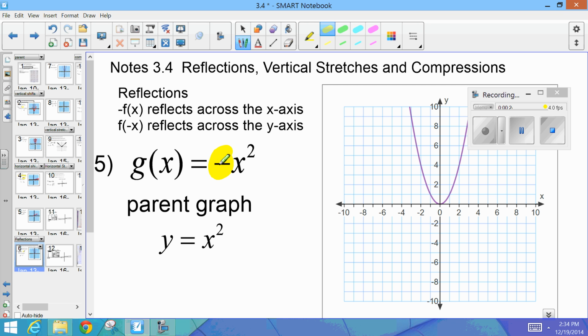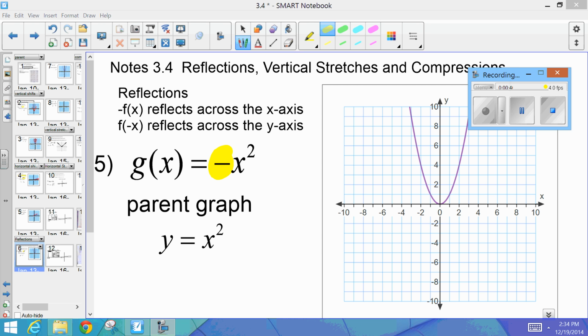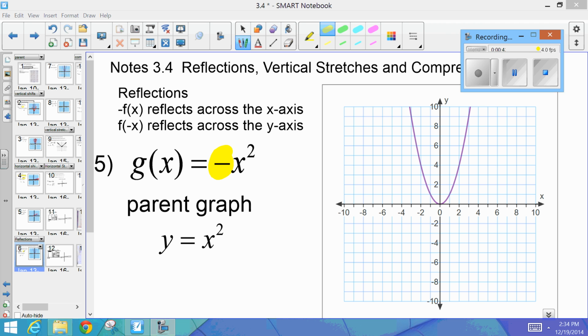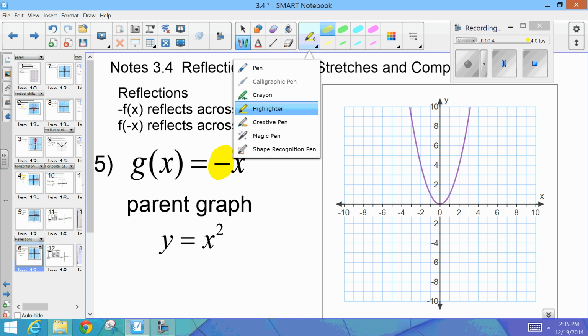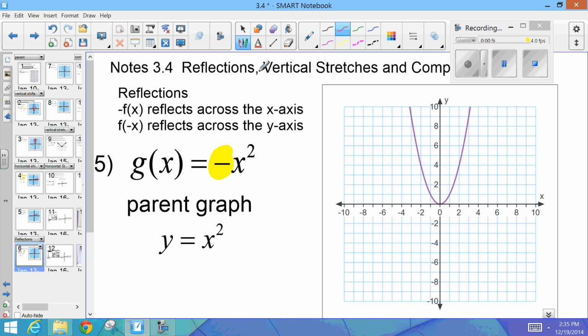the A term that is happening in front of the parent graph, or being multiplied to the parent graph. And we're going to start out, if A is negative, it is a reflection across the x-axis. Now, you should already know this from last year in your Algebra 2 class. And again, we're starting with a parabola, which is something that you already learned how to work with and do transformations on. So here I'm just reflecting the parabola across the x-axis.